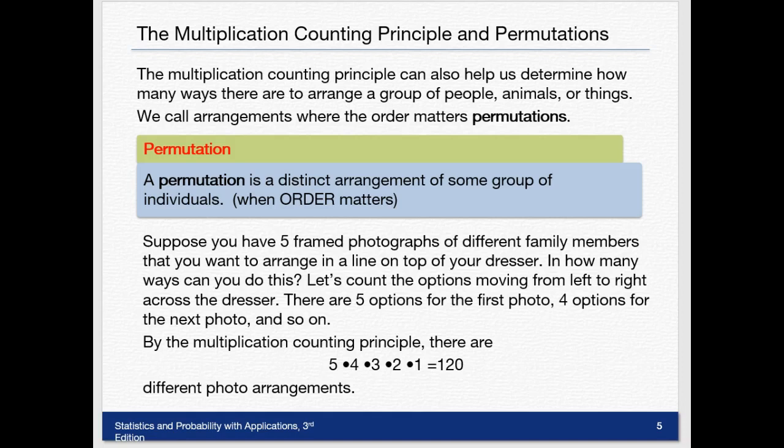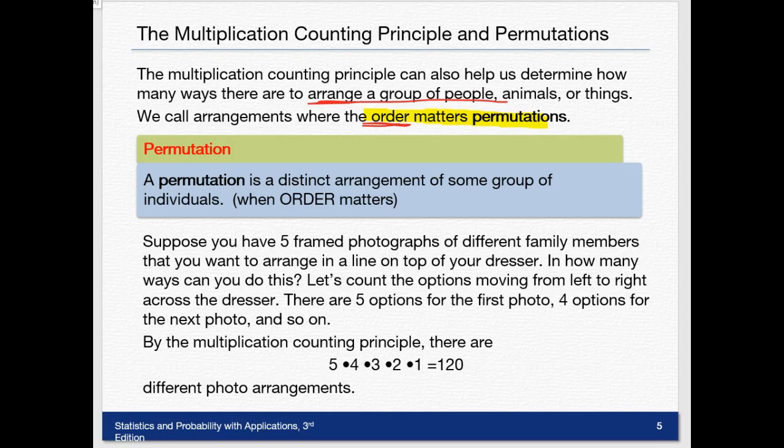This principle can also help us determine how many ways there are to arrange a group of people, animals, or things. We call the arrangements where order matters, and that's really important here, order matters, permutations. It's a distinct arrangement of some group of individuals when order matters.